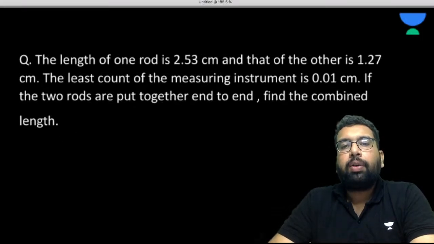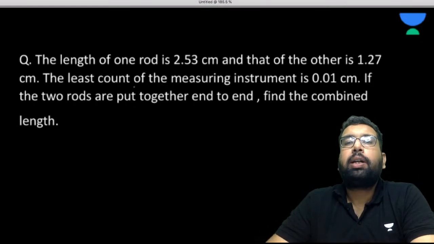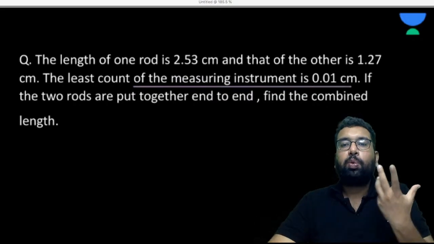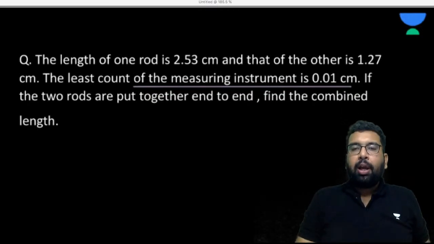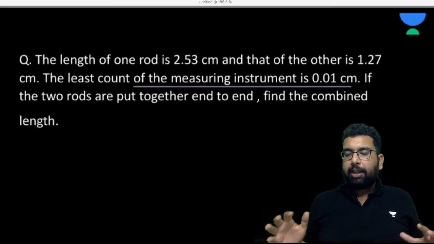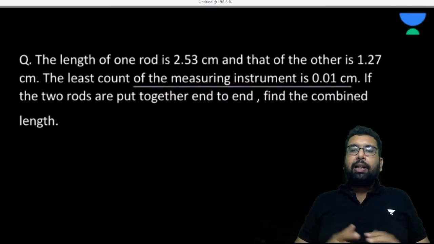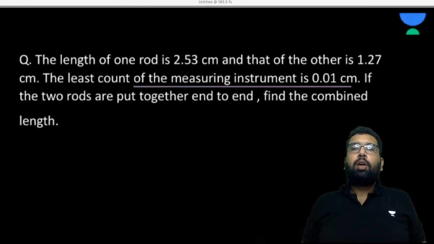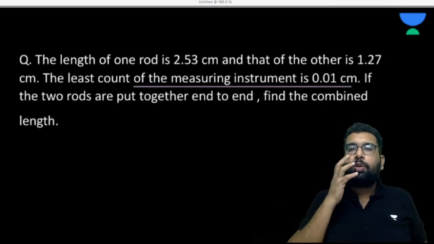The length of one rod is 2.53 centimeter, and that of the other is 1.2 centimeter. The least count of the measuring instrument is 0.01. With each question, I'm trying to give you one new concept. Like in the previous question, we attained a concept of how to deal with addition of two quantities in multiplication or division. Similarly, in this question, one more new concept comes up, that is the least count of the measuring instrument, 0.01 centimeter.